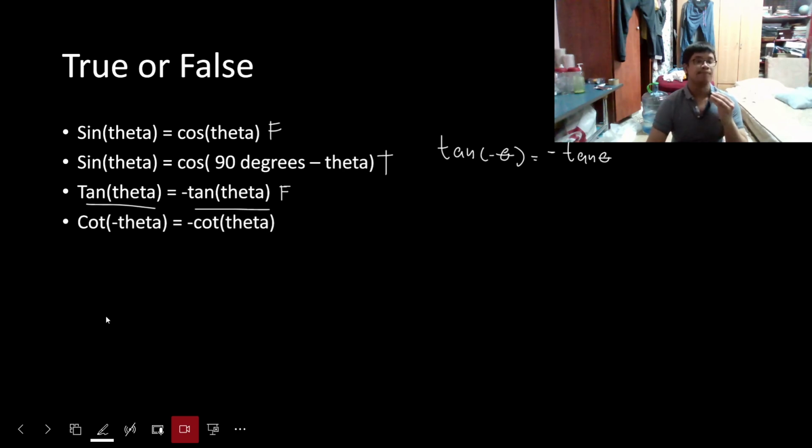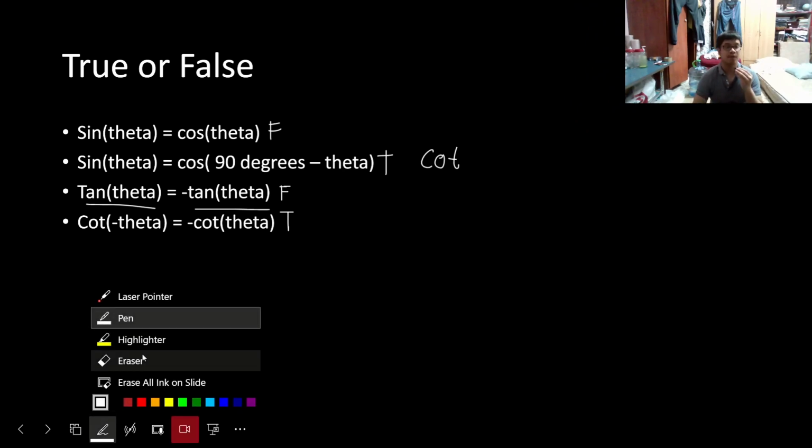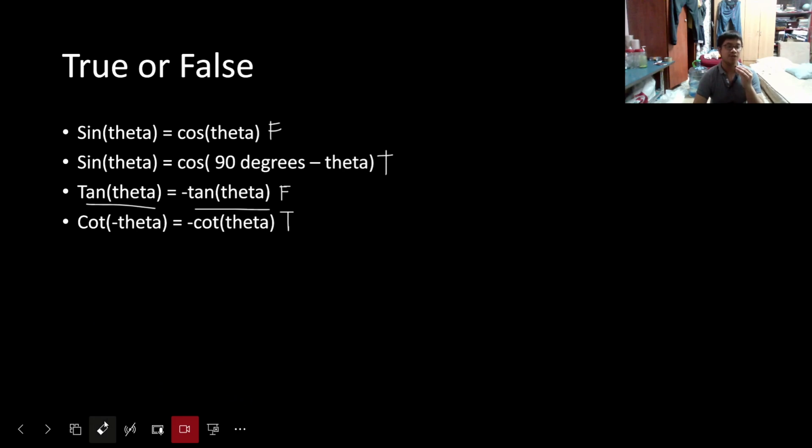Okay, so next problem. Cotangent of negative theta is just the same as negative cotangent theta. Is this true or false? This is in fact true. Let's prove it. First and foremost, let's have a recall. Let me shorten my camera here. I'm going to use the remaining space for the solution. Let's prove that cotangent of negative theta is the same as negative cotangent theta.